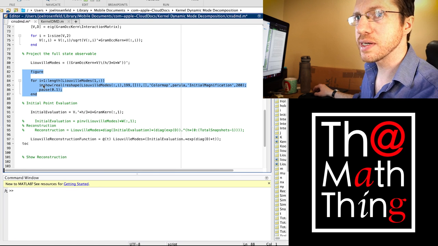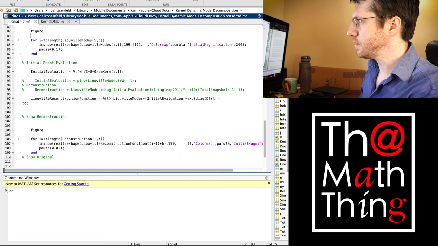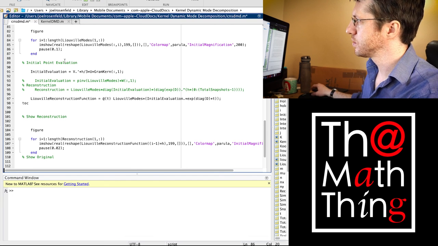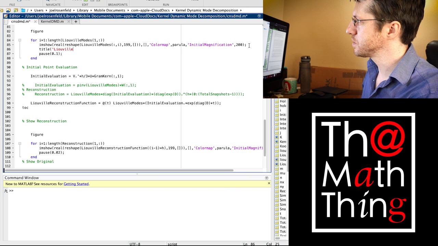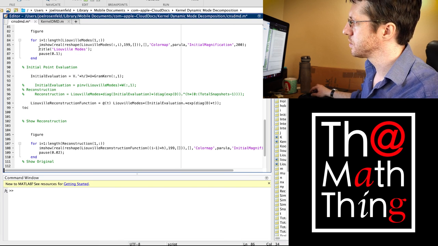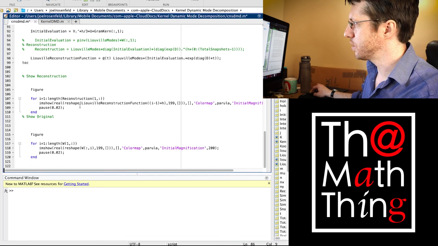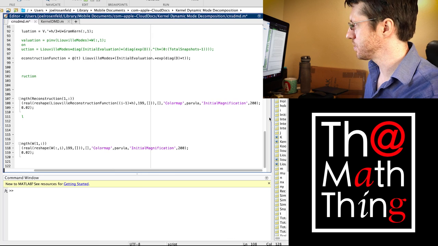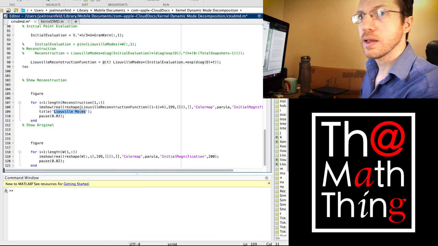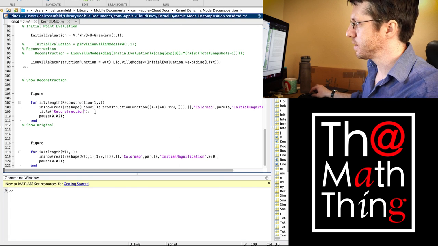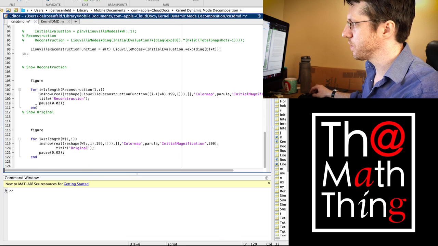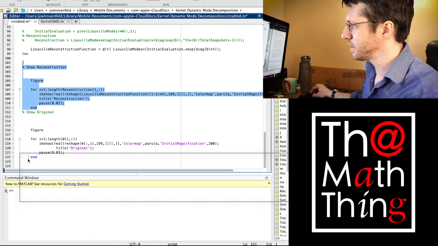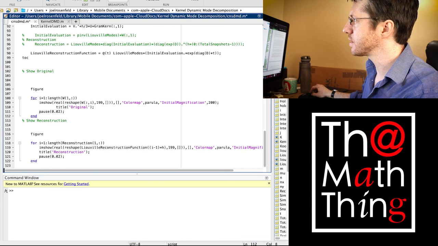When I push play, the first thing we're going to see is, let's just make a title here. Title, we'll say Liouville modes. And then we're going to have our reconstruction. Maybe I'll move this down underneath. And we'll take a look at the original. We've actually seen this already, but let's move it down and pretend it's a surprise, maybe you haven't seen the other video yet. Let's go ahead and push play.